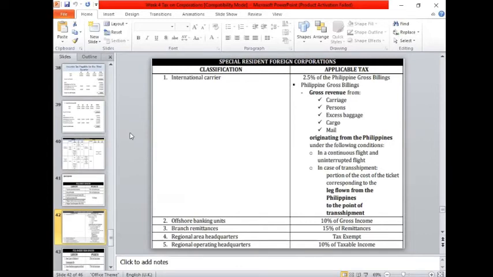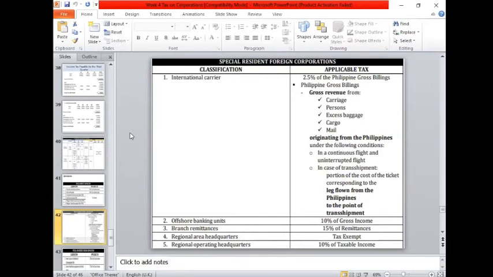Okay? It originates from the Philippines under the following conditions: in a continuous or uninterrupted flight, or in case of transshipment. So in case of transshipment, the portion of the cost of the ticket corresponding from the leg point from the Philippines to the leg point of transshipment. Next, for the offshore banking units, that's 10% of the gross income.